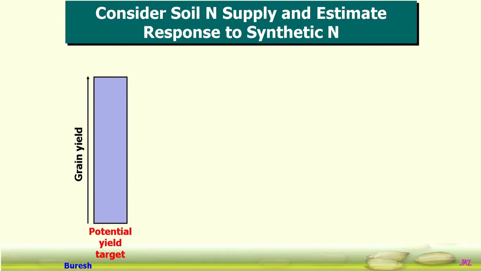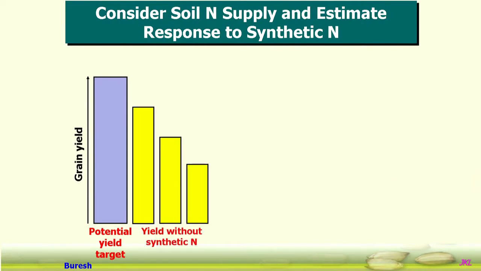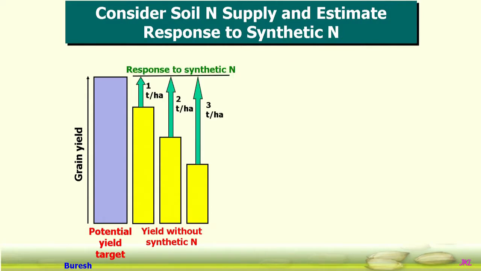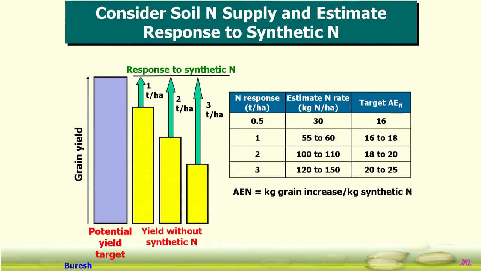So you have a target of potential yield, and then find out how much the crop can produce without nitrogen from the soil. And this could be different amounts of grain yield you can get, right? Like you can get 1 ton or 2 ton or 3 ton, depending on how fertile the soil is. And then you estimate the requirement of additional synthetic nitrogen to get that potential yield. And make sure you have this target agronomic efficiency in place.